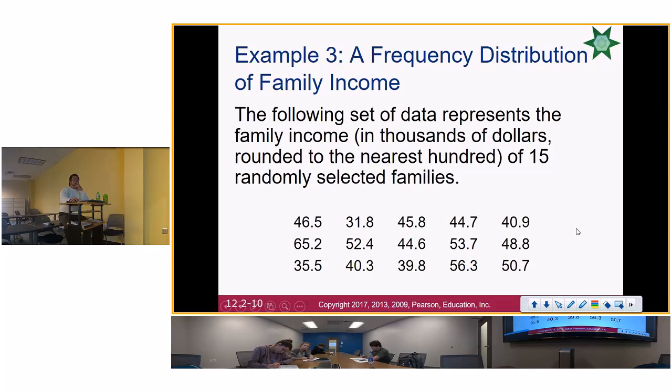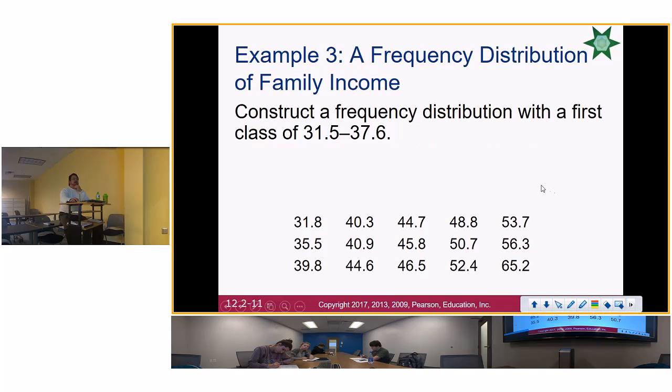Now, they're going to ask you to put some of them in a class. So how many are from 31.5 to 37.6? So you take your handy dandy highlighter. 2. And we find 31.5. That's that one. And 35.5, right? Those two are between, so that's 2.